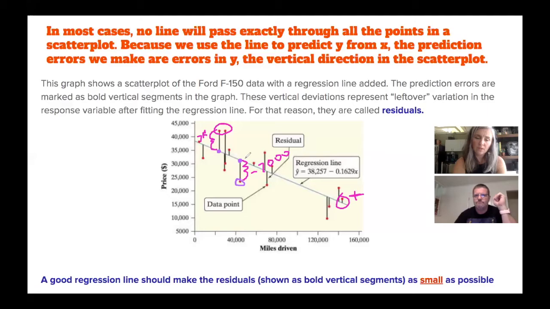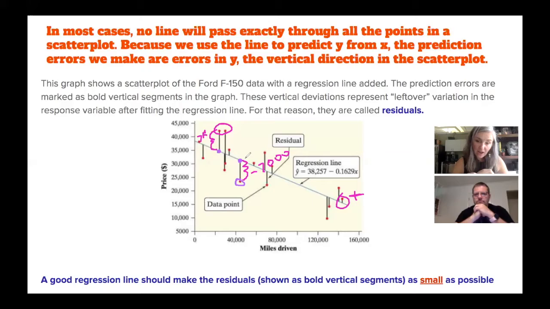Now, what's happening when a computer or calculator generates this line is they're trying to get the same amount of error above the line as they're going to get below the line. They're trying to get in the middle so that you don't have too much error on the top and you don't have too much error on the bottom.